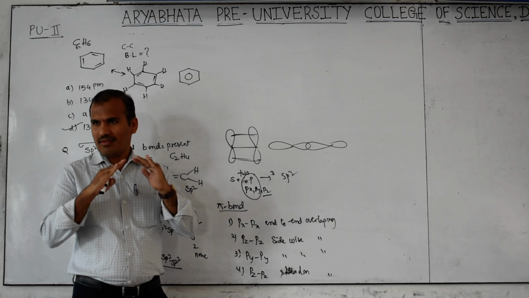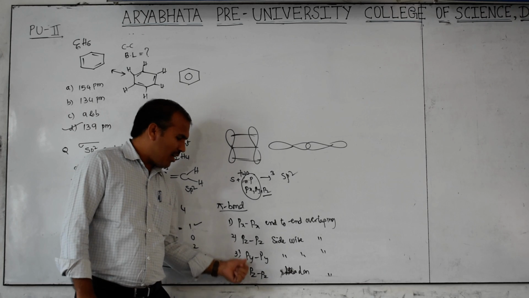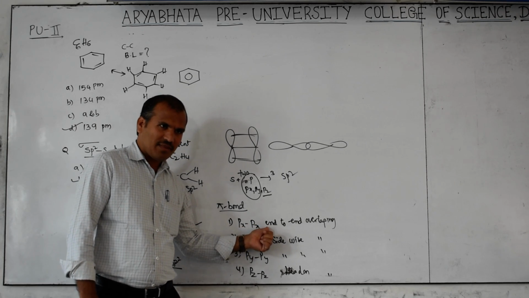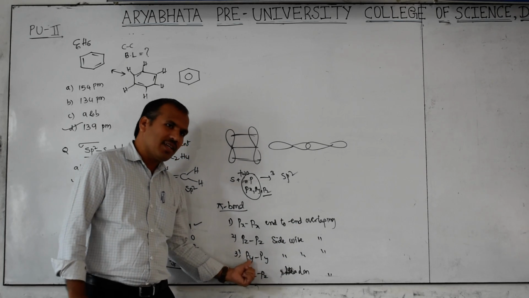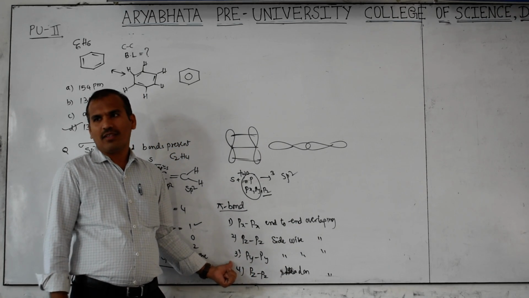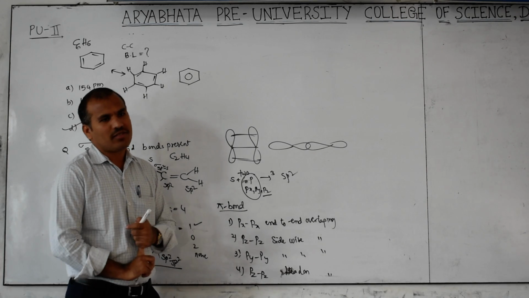Sidewise overlap. So based on that, which one forms? Pi bond. Already it may also be px, but for px, what is given here? End-on overlap. Then which one is the answer now? Py. See how many concepts are utilized? Valence bond theory, molecular orbital theory, hybridization.